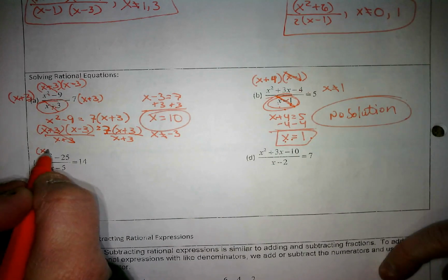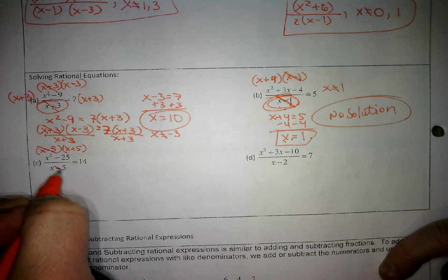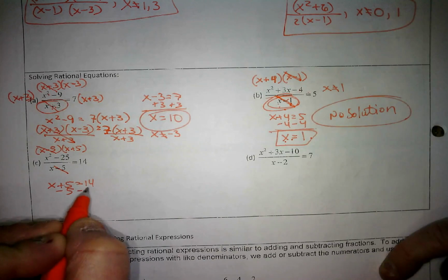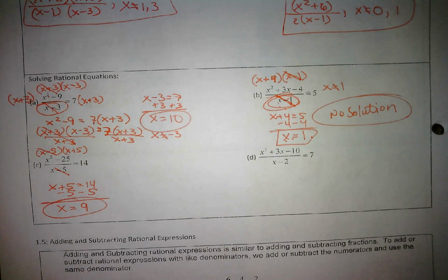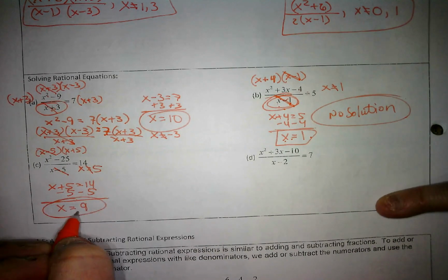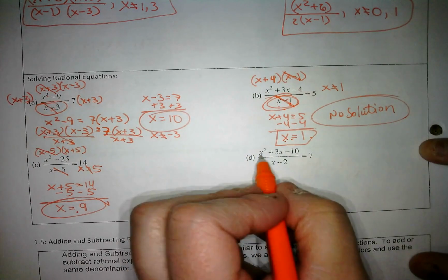We're going to factor first, so we get x minus 5 and x plus 5. We cancel our x minus 5s, and we get x plus 5 equals 14. Subtract 5 from each side, and we get x equals 9. So x cannot equal 5, so this is a good one. Let's go ahead and do this last one.